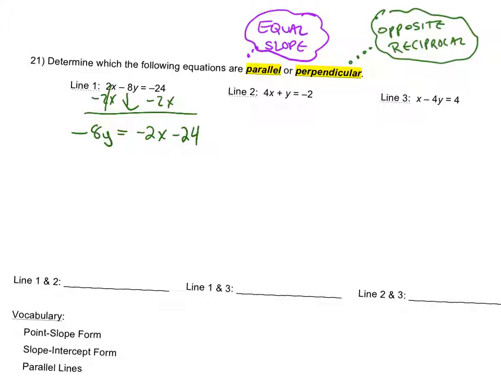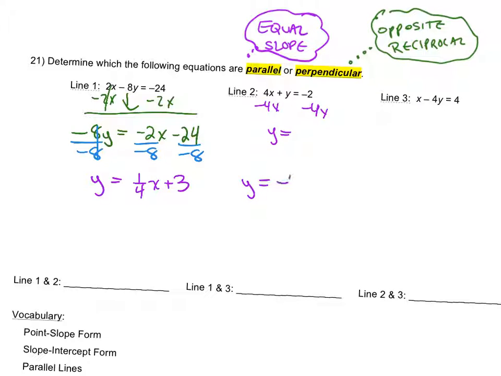I would subtract 2x on both sides to the first one. Remember to take the sign in front, so that's -8y is equal to -2x minus 24. What would I do now? Divide everything by -8. And I would get y equals 2/8, which is 1/4, because it's two negatives, x, -24 divided by -8 is +3. The next equation, minus 4x on both sides. y equals -4x minus 2. And the last equation, minus x on both sides. -4y is equal to -x plus 4.